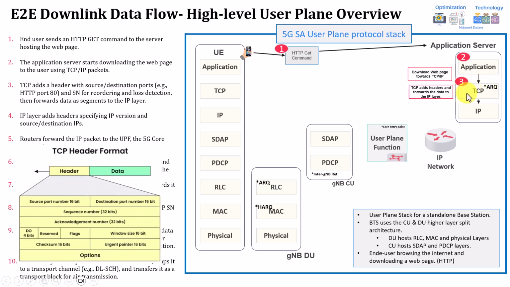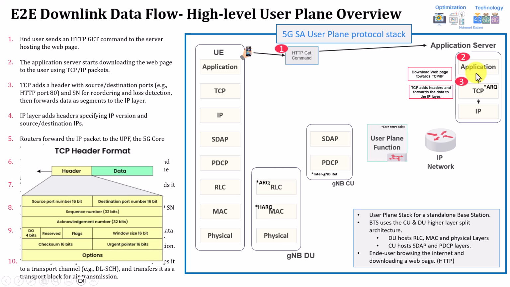Once the TCP/IP receives the packets coming from the application layer, it will start adding headers and forward this data to the IP layer. Actually, the header part is a really very important thing. You need to understand it whenever you study any of these kinds of topics, because the header will make it very clear to you about any of the functionality.